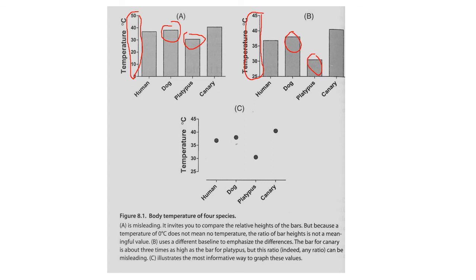Something like graph C might be a little bit better, because this doesn't really invite you to make comparisons on the ratios of the heights of the bars, things like that. You're just looking at different points to see how they compare in absolute values to one another.